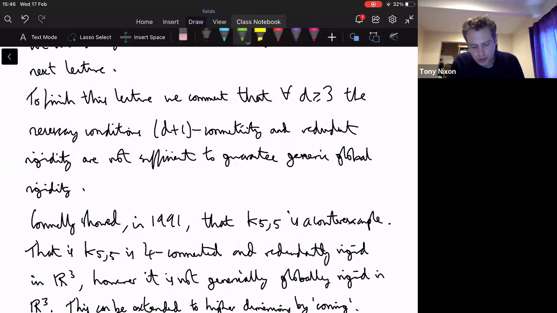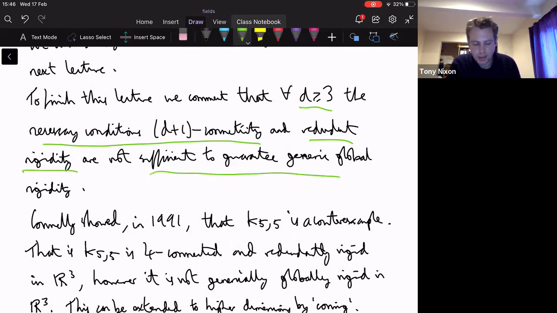The comment is slightly more general. We showed last time the necessary conditions of (d+1)-connectivity and redundant rigidity. So if you're generically globally rigid, then you satisfy these two conditions. But for dimension at least 3, they're not sufficient to guarantee global rigidity. Just like in the rigidity case, where you have these double bananas that show that d-tight is not sufficient to imply d-rigid, there are graphs which are (d+1)-connected and redundantly rigid, as long as the dimension is at least 3, which are not globally rigid. Hence this is in general an open problem for these high dimensions.